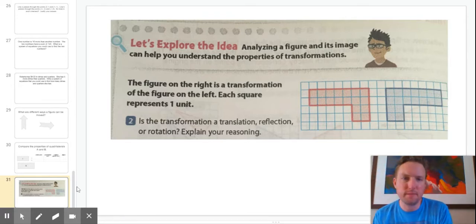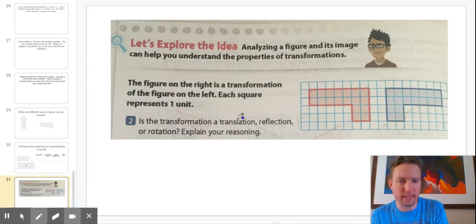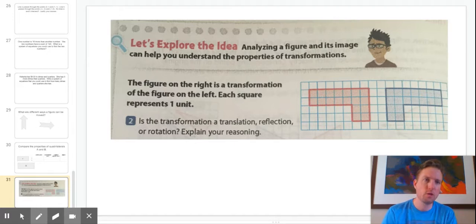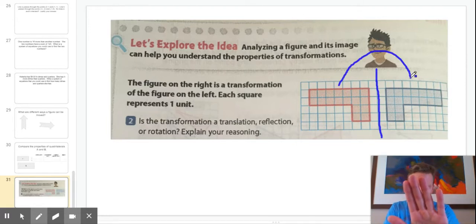So looking at this, I have two shapes here. And the question is, is the transformation a translation, reflection, or rotation? Explain your reasoning. So look at these two shapes. What do you think? Well, what we could do is draw a line right down the middle of them. If I were to draw a line right down the middle of them, look at how it moves from this side to this side. And it looks like it kind of flips, right? So that would be called a reflection, okay?